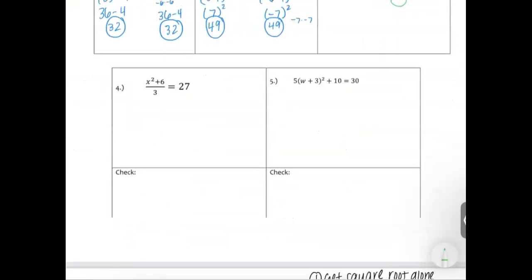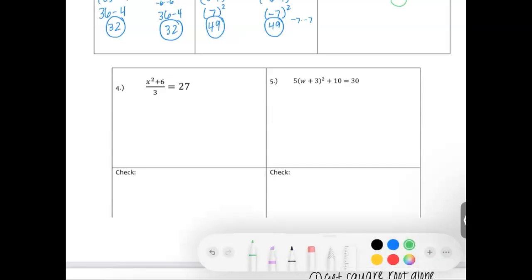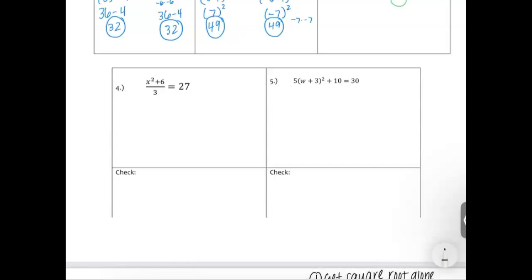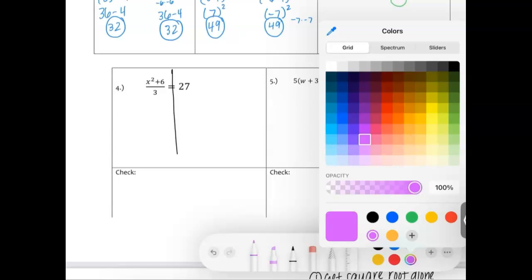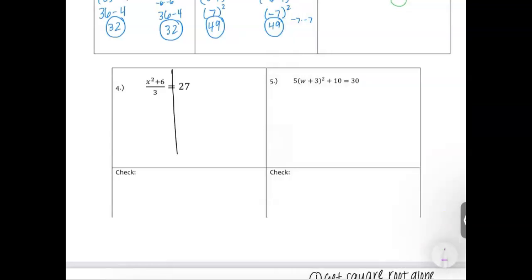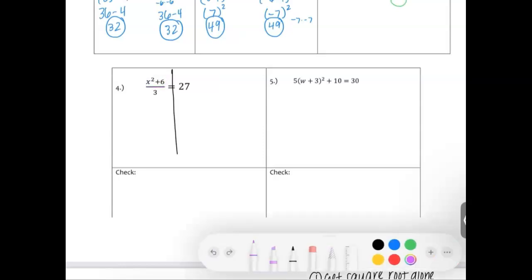Alright, then we get to some tricky ones. When we look at numbers 4 and 5, there's a little bit more going on. But, go back to the same steps: you want to get the x squared term by itself. We want to square root and then get both solutions. So, this one, again, a little tricky, but you can't get anything out of the top of that while it's a fraction. So remember, fractions are just division.